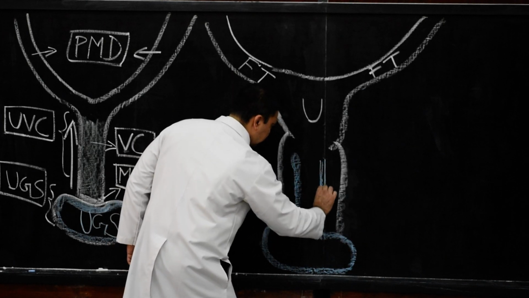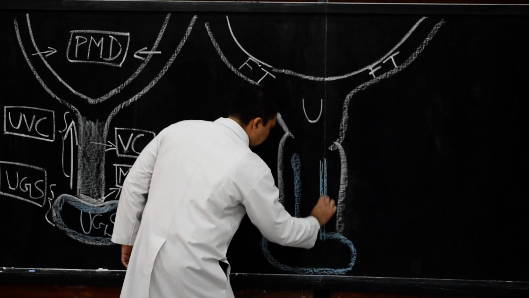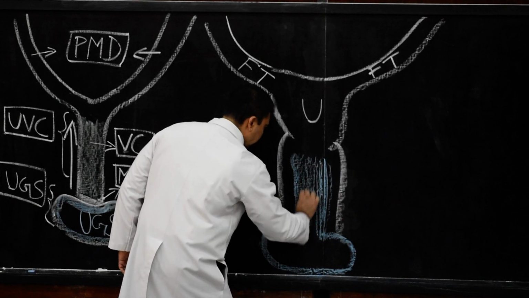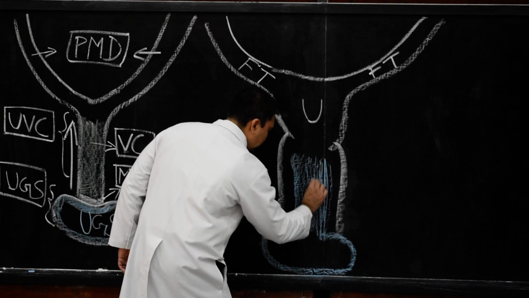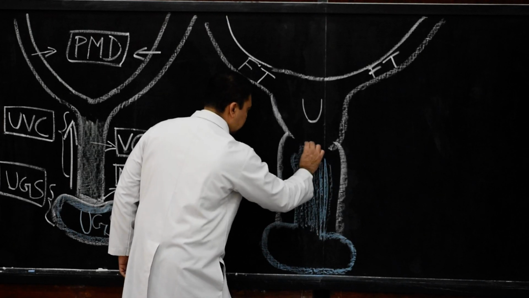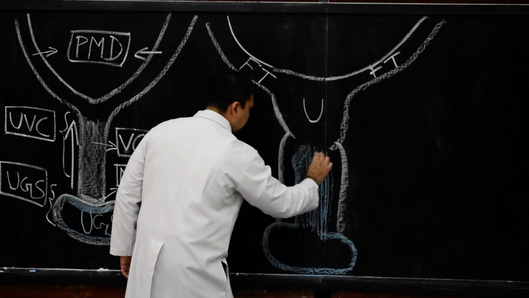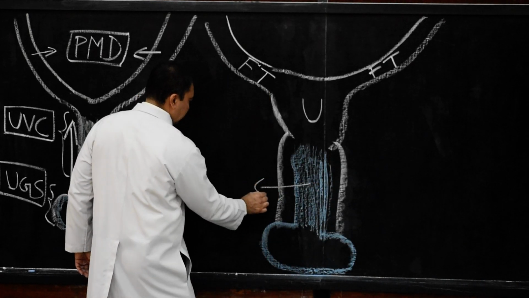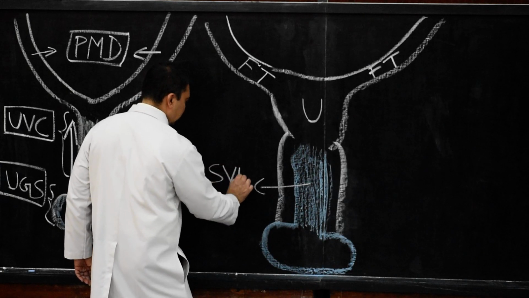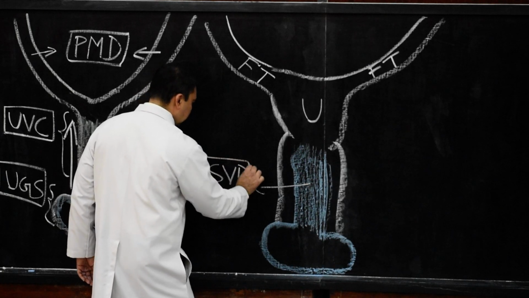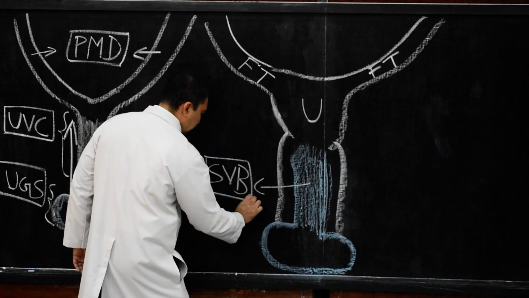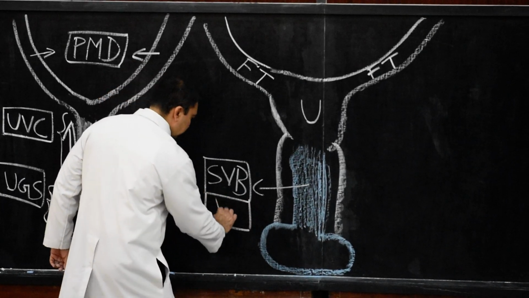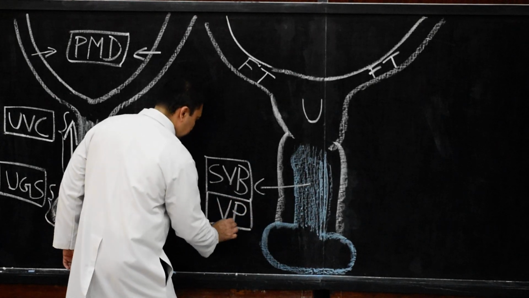proliferate upwards, as I am drawing. As these cells proliferate upwards, they are called sinovaginal bulbs. So they are known as sinovaginal bulbs, and here we will mention this as the sinovaginal bulb. This is the third keyword: the sinovaginal bulb will also be known as the vaginal plate.